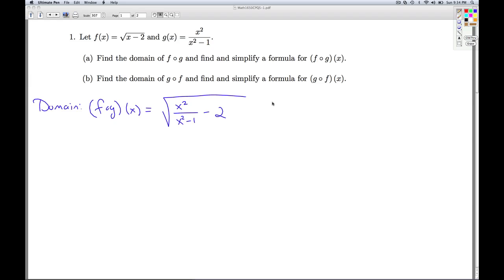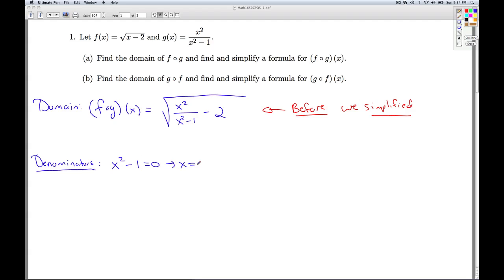Okay, so to find the domain, I look at this step here. This is before we did any simplification. And I look for two things. The first thing I look for for domain is, do I have any denominators? Sure enough I do. I've got a denominator right there. So how do I handle that? Well, I set the denominator equal to 0, and I get x equals plus or minus 1. So as far as the domain is concerned, x can't be plus or minus 1.